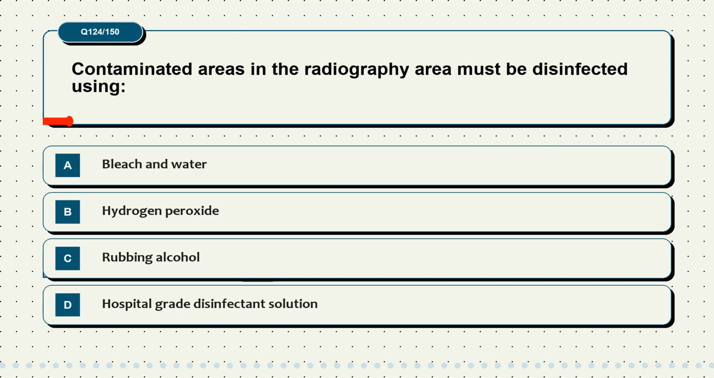Question 124. Contaminated areas in the radiography area must be disinfected using. Here are the options. Option A, bleach and water. Option B, hydrogen peroxide. Option C, rubbing alcohol. Option D, hospital-grade disinfectant solution.